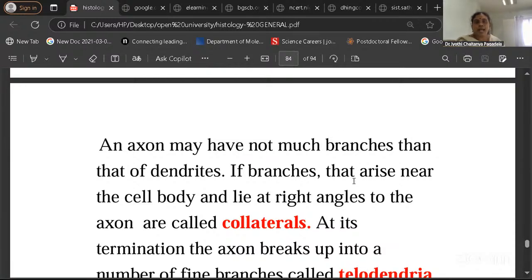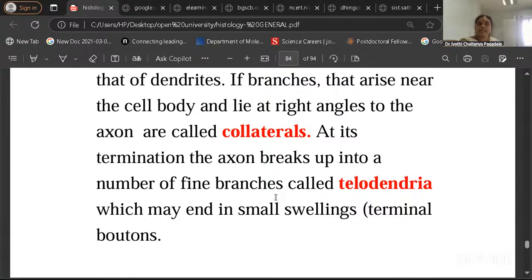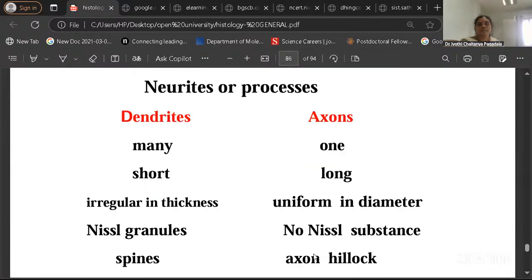The branches that arise near the cell body and lie at right angles to the axon are called collaterals, and at its termination, the axon breaks up into a number of fine branches called telodendria, which may end in small swellings, terminal boutons. The axon is identified by the axon hillock with light microscopy. The part of the axon just beyond the axon hillock is called the initial segment.